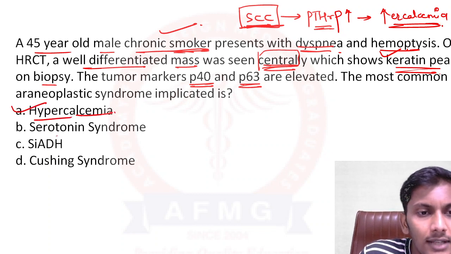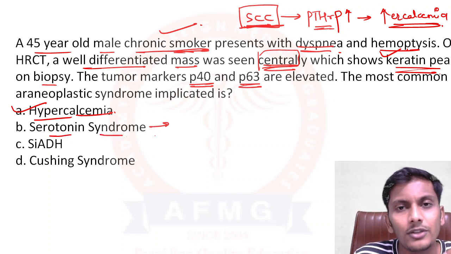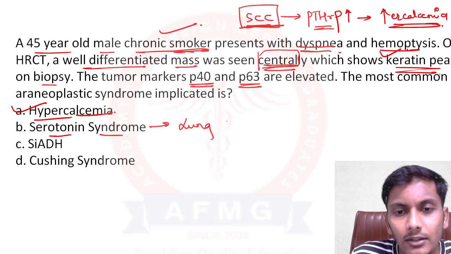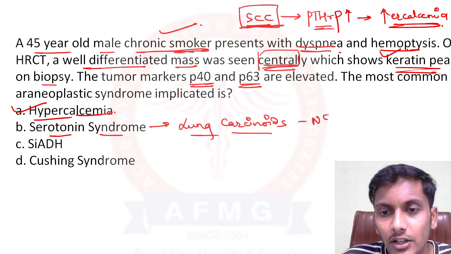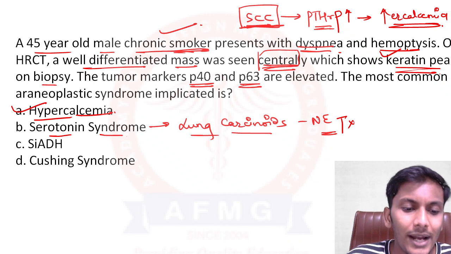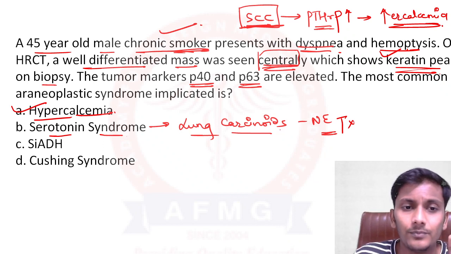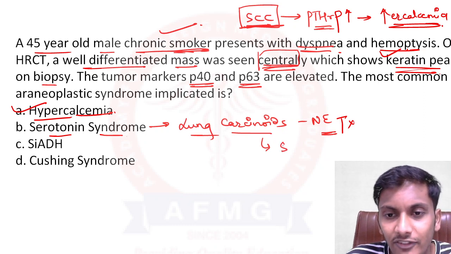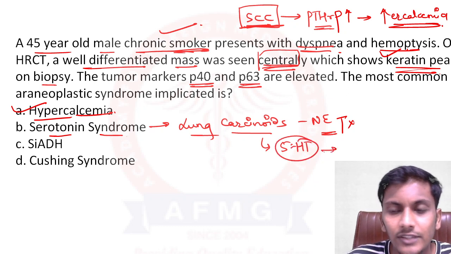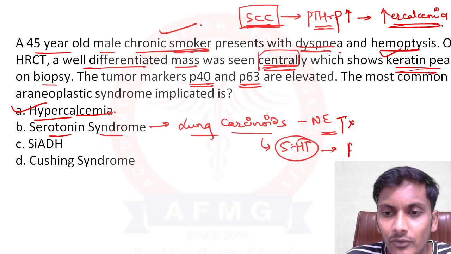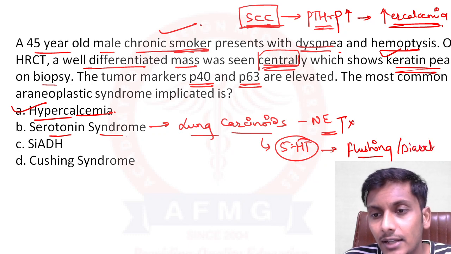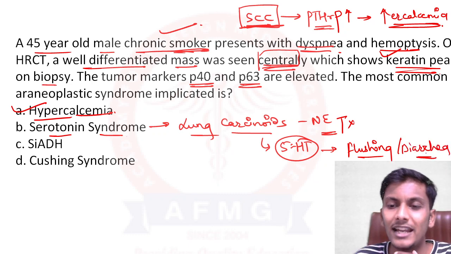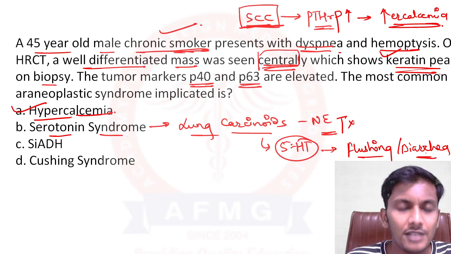What are the other options? The next option is serotonin syndrome. Serotonin syndrome is also a paraneoplastic syndrome, but it is associated with lung carcinoids, which are neuroendocrine tumors. The malignant cells in lung carcinoids secrete 5-hydroxytryptamine, which is serotonin. So excess serotonin is secreted, and that causes serotonin syndrome, which is manifested by excessive vasodilation, leading to flushing, and increased gastric motility, leading to diarrhea. So serotonin syndrome is manifested as flushing and diarrhea due to excess serotonin secreted by the lung carcinoid malignant cells.